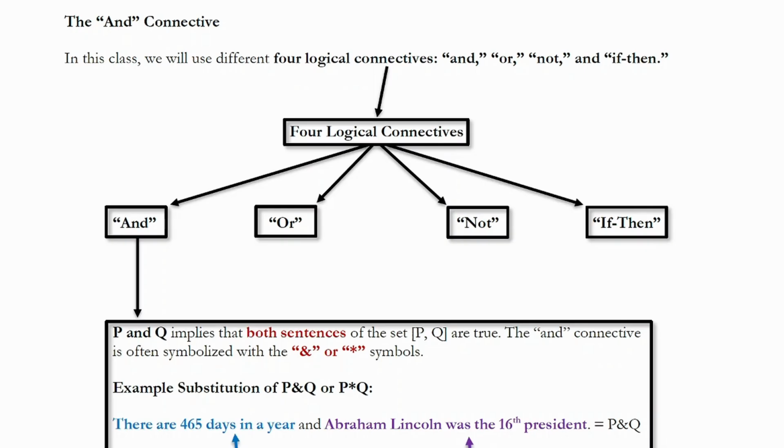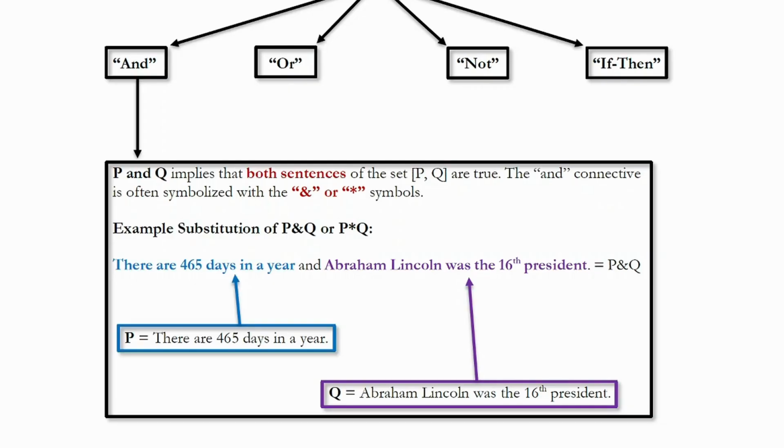So now that we have a general understanding of what a logical connective is, let's take a closer look at the 4 specific logical connectives that we will be concerned about in this class. And those logical connectives are and, or, not, and if-then. Now the first 3 are a little simpler, a little more intuitive, so we'll spend a little less time on those, and then we'll spend a little more time on if-then, which is a little more complex.